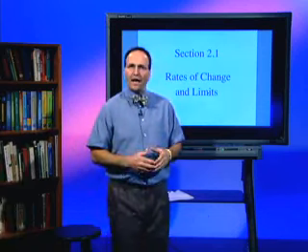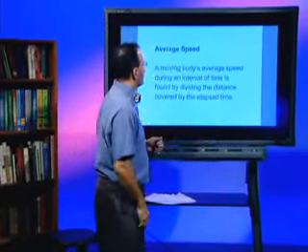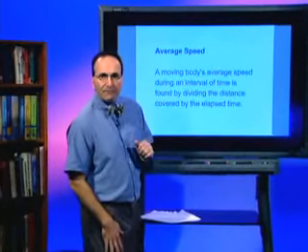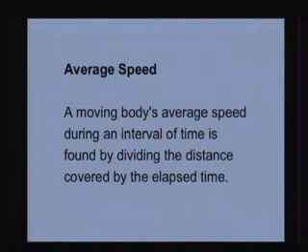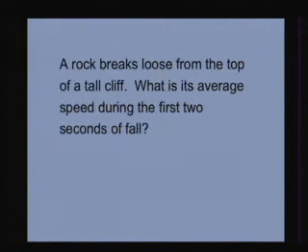Let's start by talking about average speed. A moving body's average speed during an interval of time is found by dividing the distance covered by the elapsed time. Let's try an example here. A rock breaks loose from the top of a tall cliff. What is its average speed during the first 2 seconds of the fall?